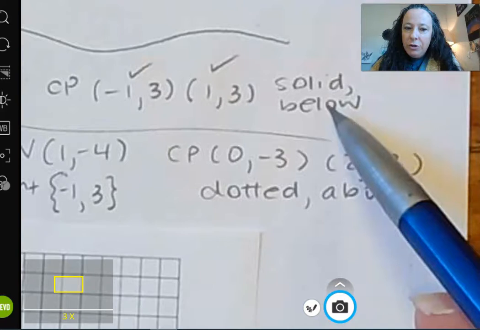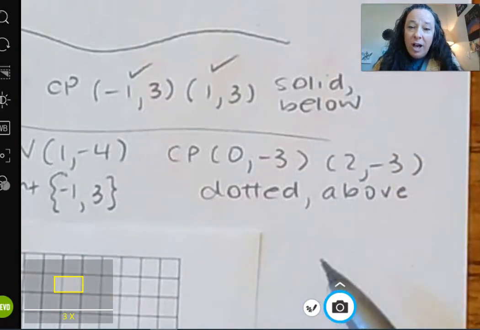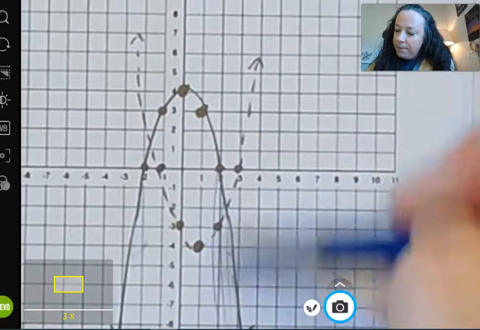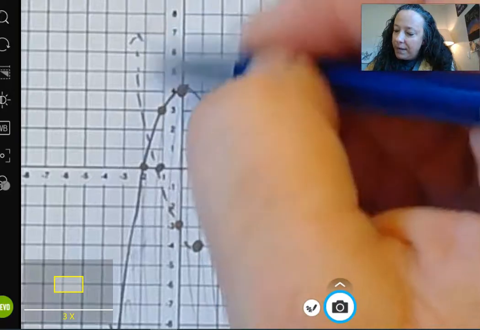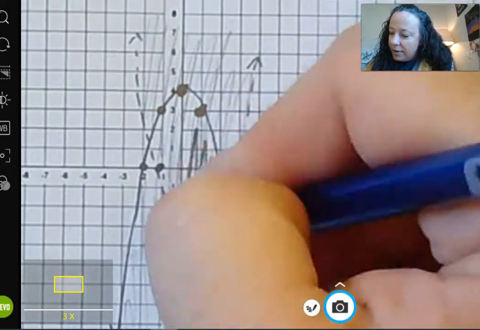Now, remember, the first one that we drew that was solid, we shade below. And the second one that we drew that was dotted, we shade above. So our solid one, we would shade below. That would be all of that. And then our dotted one, we would shade above. So where is our common shading? Our common shading is right here.